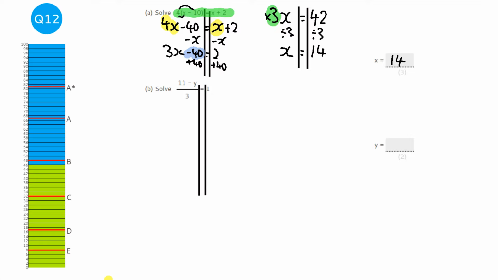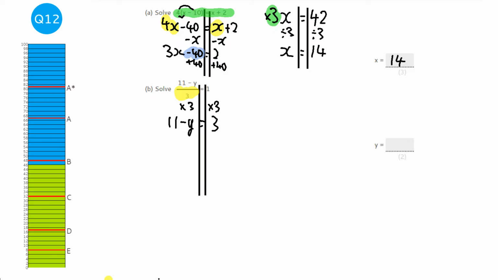Okay, we've got a fraction here. Now, whenever we have fractions, we can't really do anything with this fraction here. All that fraction means is divide the whole left-hand side by 3. So to get rid of it, we just need to times both sides by 3, and that will get rid of the fraction. The top stays the same. We don't times the top by 3. By timesing it by 3, we've got rid of the bottom, but the top stays the same. And 1 times 3 is 3.